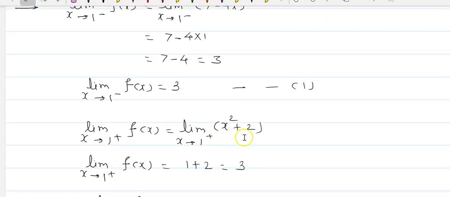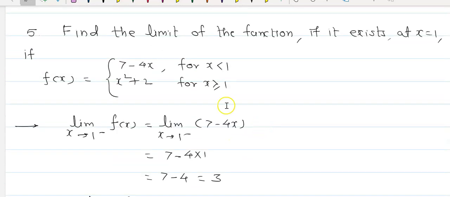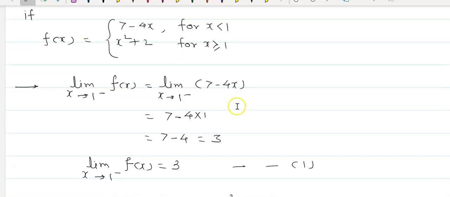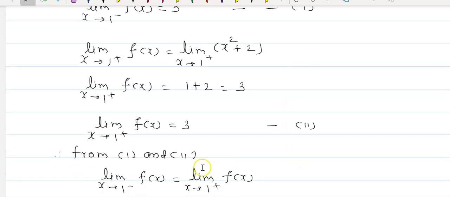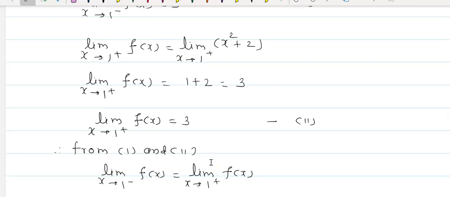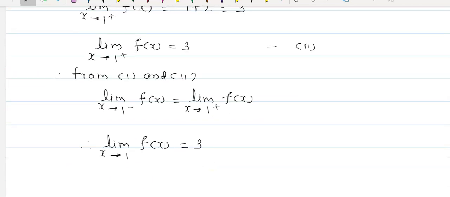Now next is the right hand side limit, x square plus 2. Right hand side, the function is here, x square plus 2. X is replaced by 1, 1 plus 2, 3. Now left limit is equal to the right limit, and hence the limit of the function exists, and that is equal to 3.